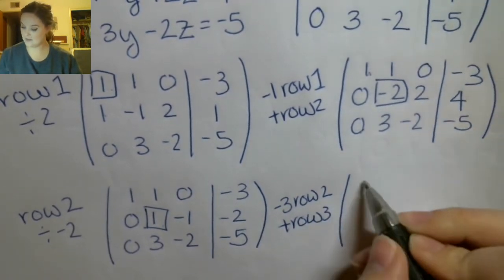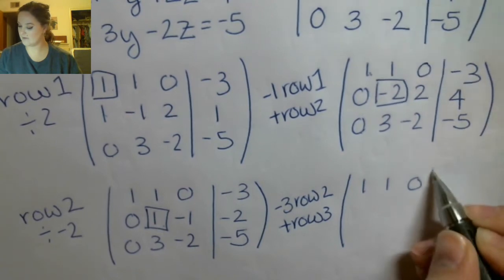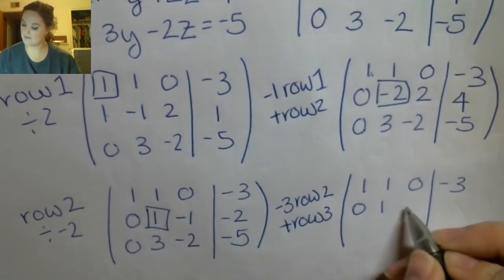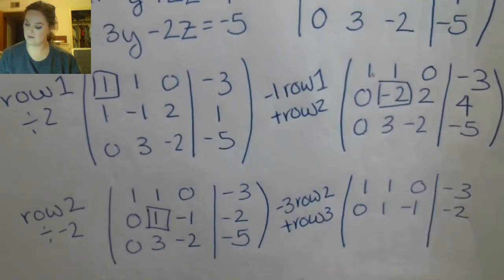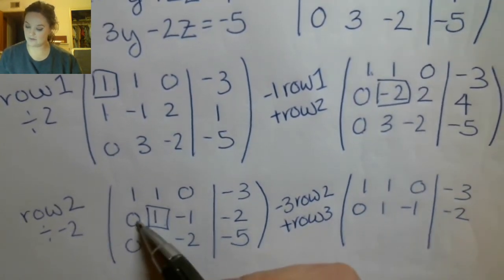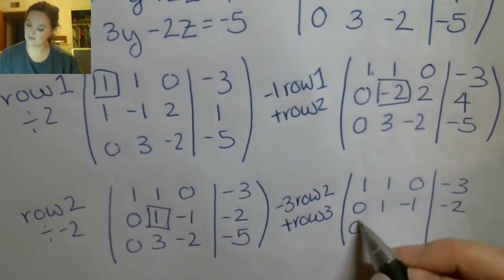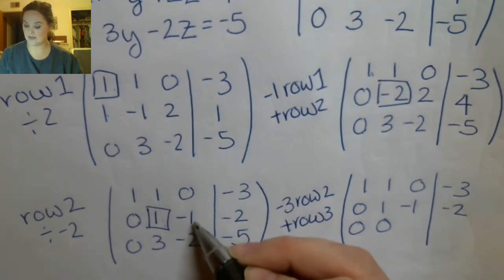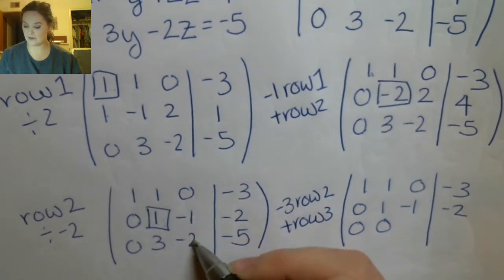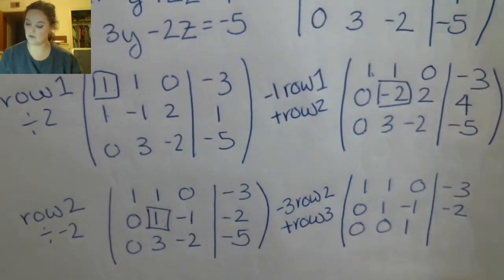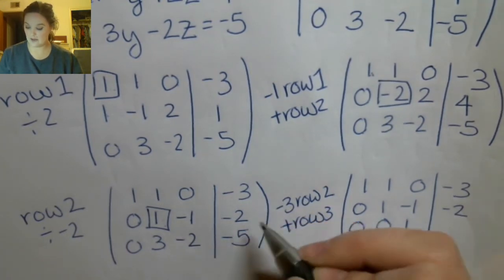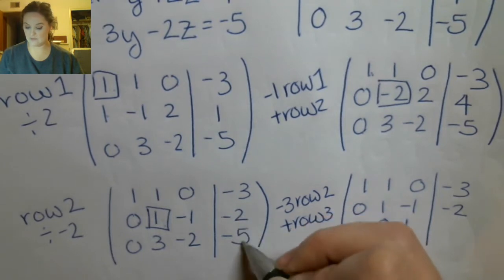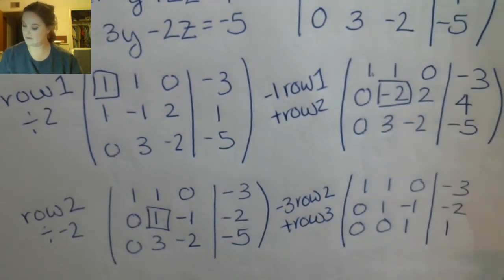Okay. So I'm just going to copy my first row, copy my second row. Okay. So -3 times 0 is 0, plus 0 is 0. -3 times 1 is -3, plus 3 is 0. -3 times -1 is +3, plus -2 is +1. Okay. And then -3 times -2 is +6, plus -5 is 1.